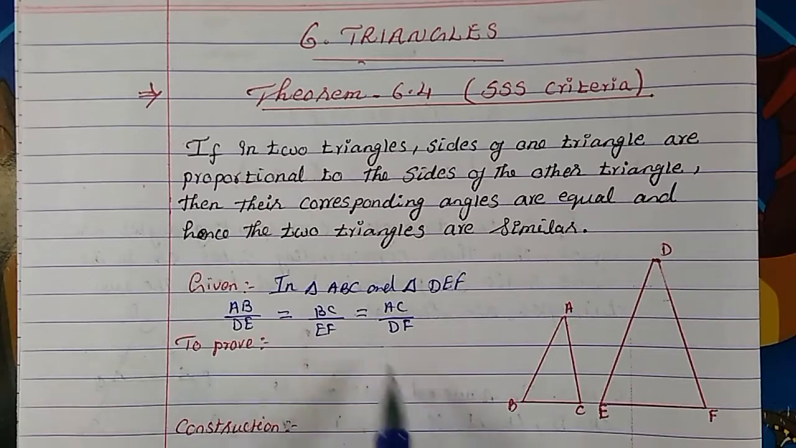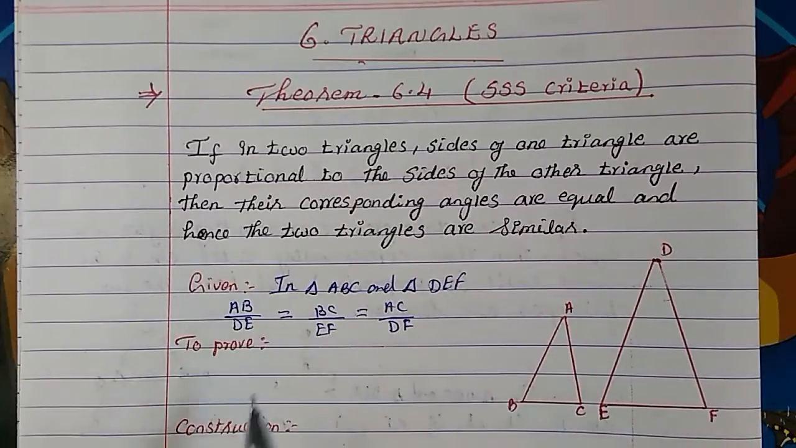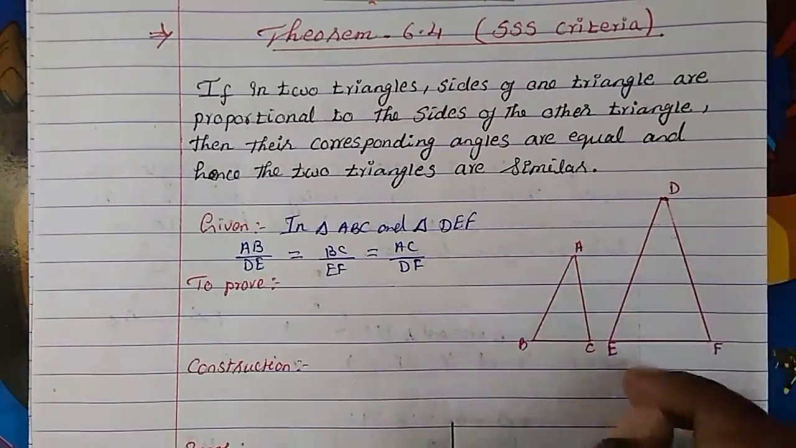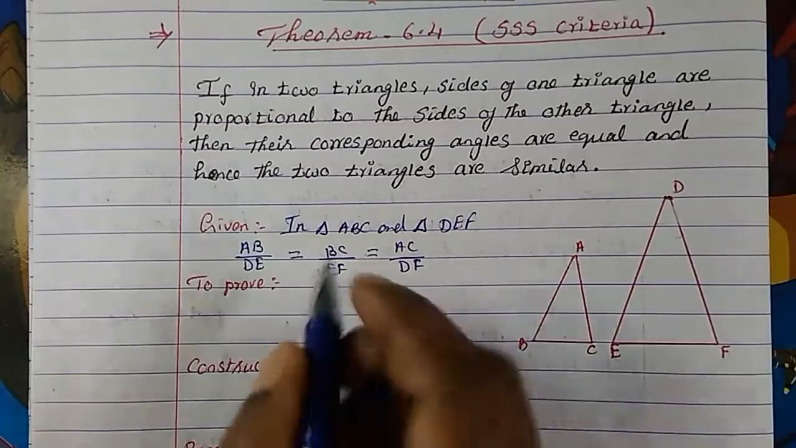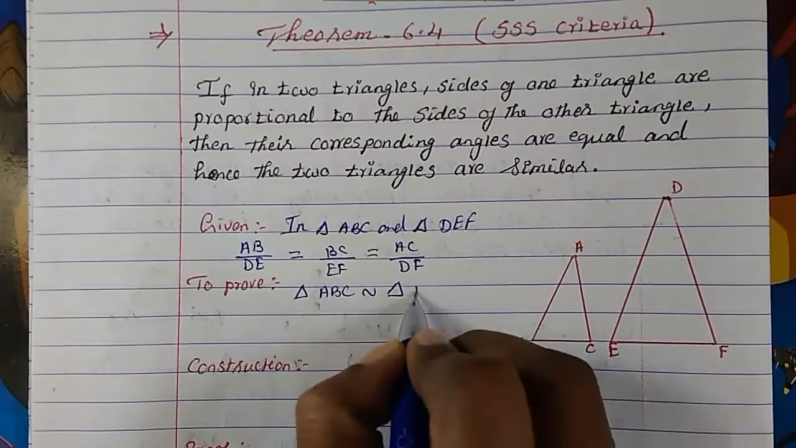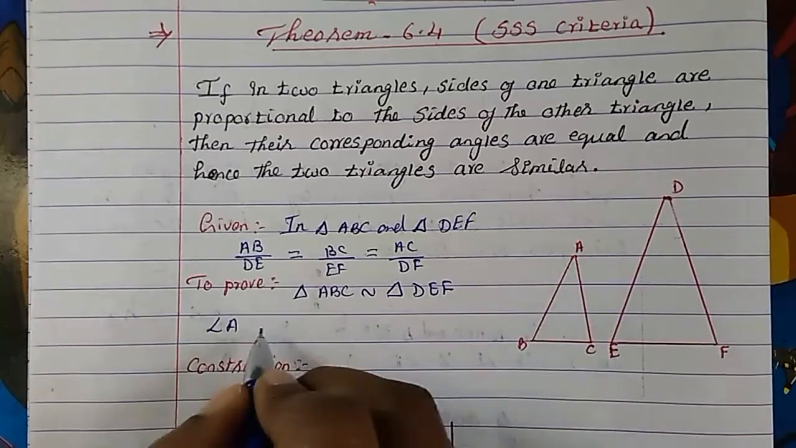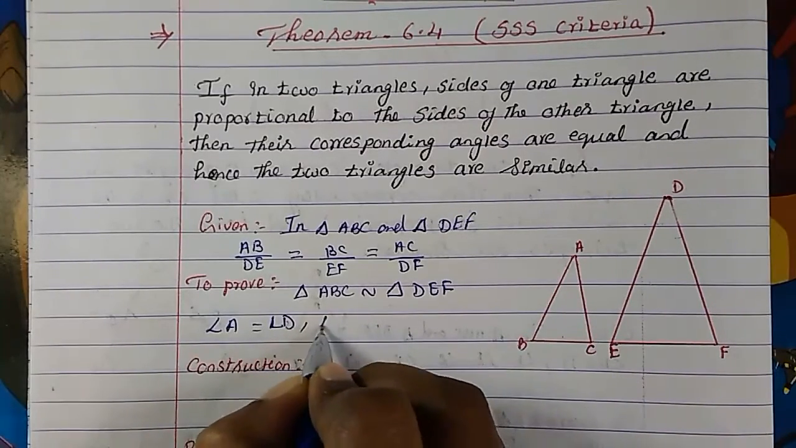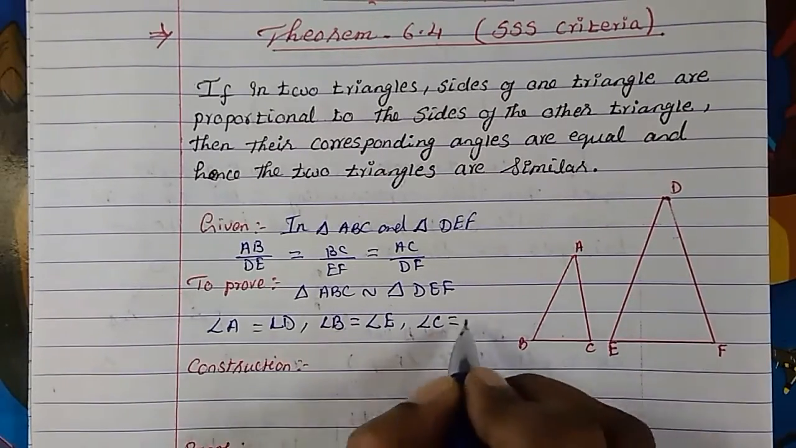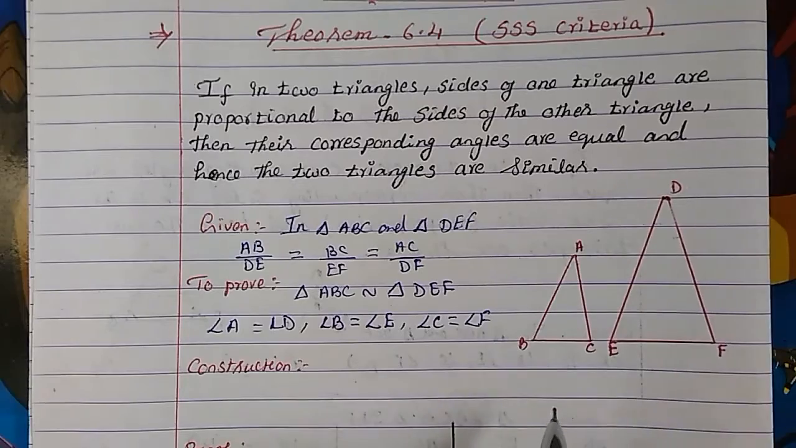So what we have to prove? We have to prove their corresponding angles are equal. If the corresponding angles are also equal, and ratios are also equal, then both the triangles are similar. So we have to prove that triangle ABC is similar to triangle DEF, where angle A will be equal to angle D, angle B will be equal to angle E, and angle C will be equal to angle F. This is what we have to prove, that all these angles are equal.